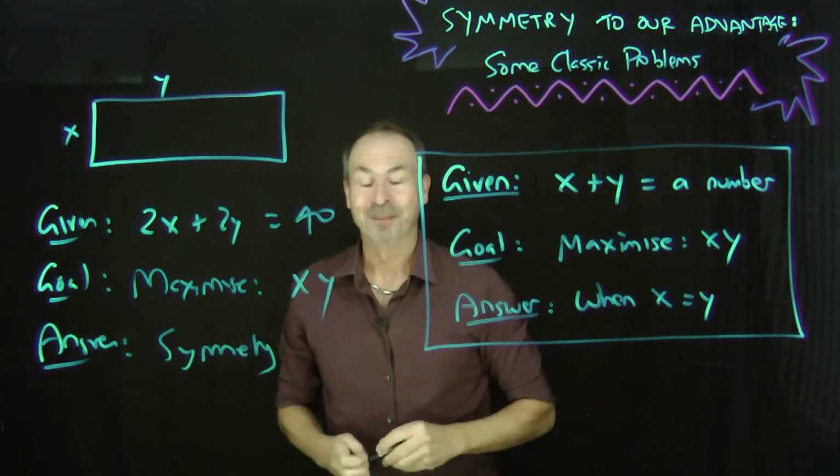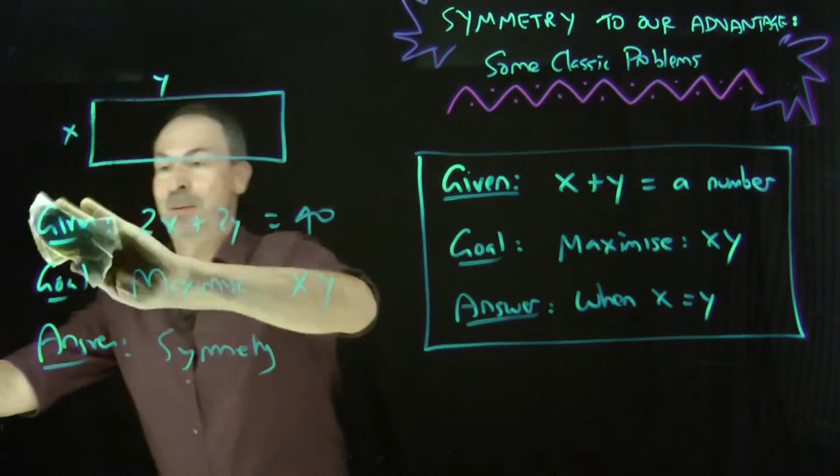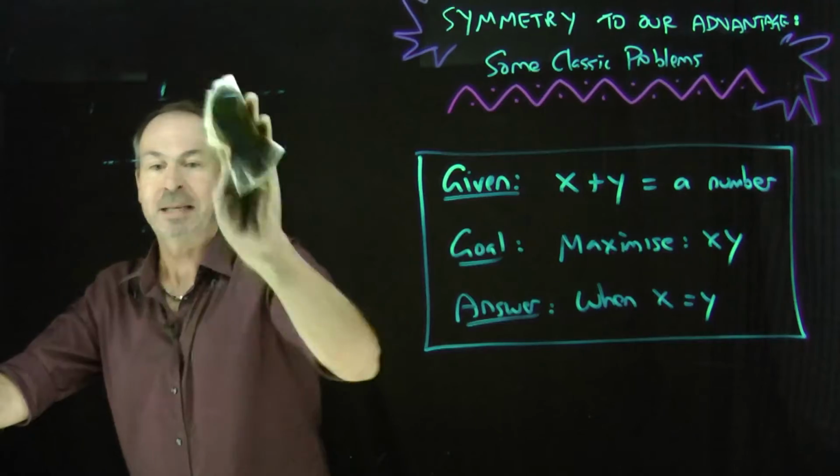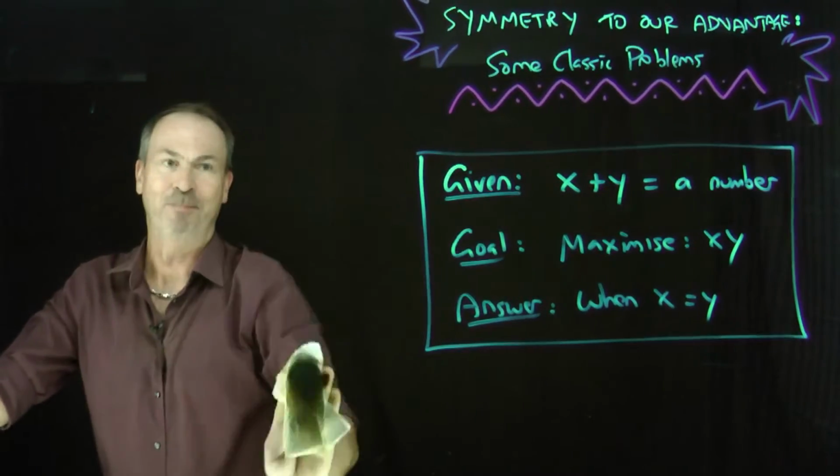Grand and good. Now, that classic problem about 40 meters of fencing always comes with a part B. There's always a follow-on problem, and it's this one.